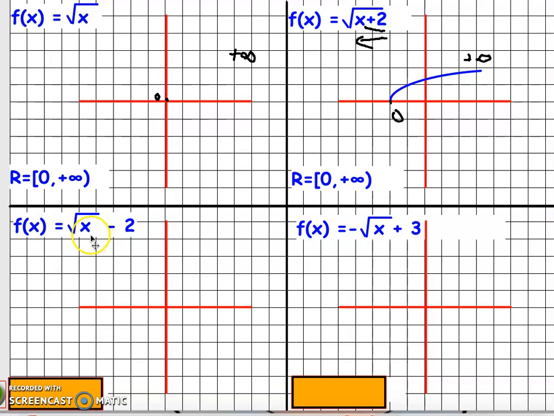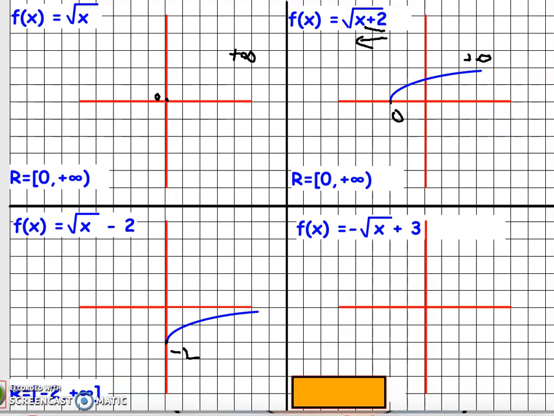F of x equal to radical x minus 2. So here f of x equal to radical x, because we have here minus 2 outside the square root, then it's shifted down by 2 units on the y-axis. So here is minus 2, like that. Now the lowest point that y can take is minus 2, and the highest point is plus infinity. So the range is minus 2 to plus infinity.